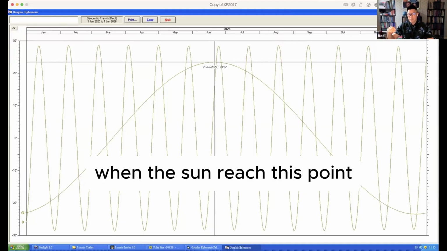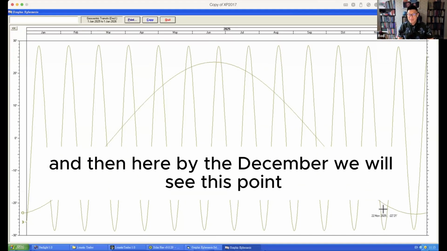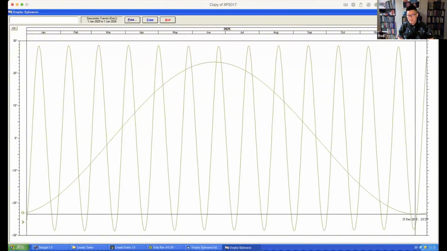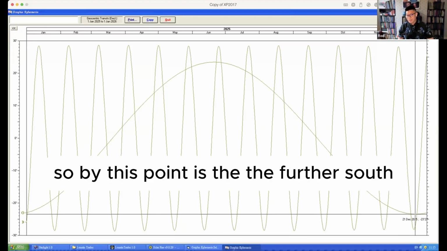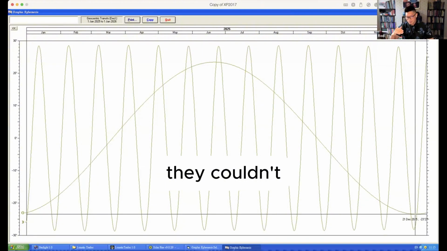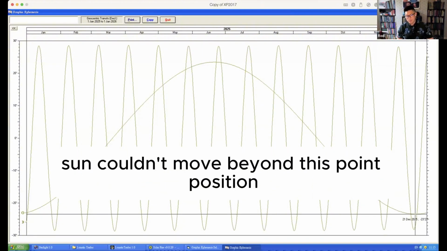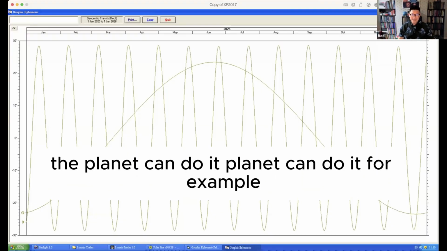When the sun reaches this point, we say the sun entered Cancer. And then by December, we will see this point, 23 degrees 26 minutes, which we can say is 23.4 south. This is the furthest south the sun can reach. The sun cannot move beyond this position. However, the planets can.